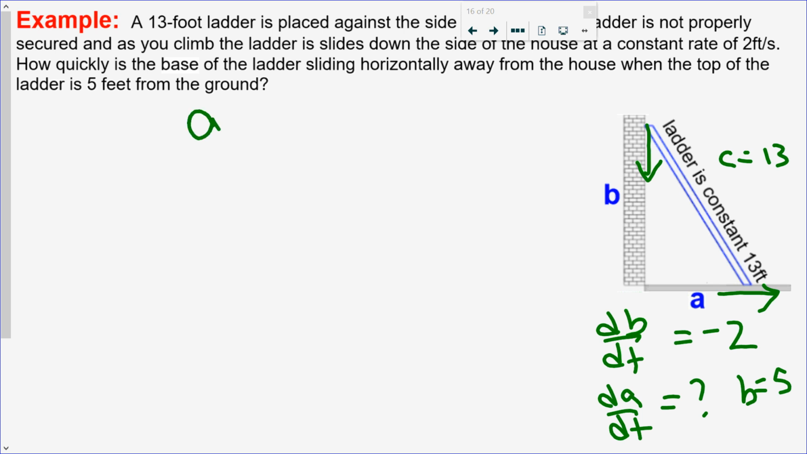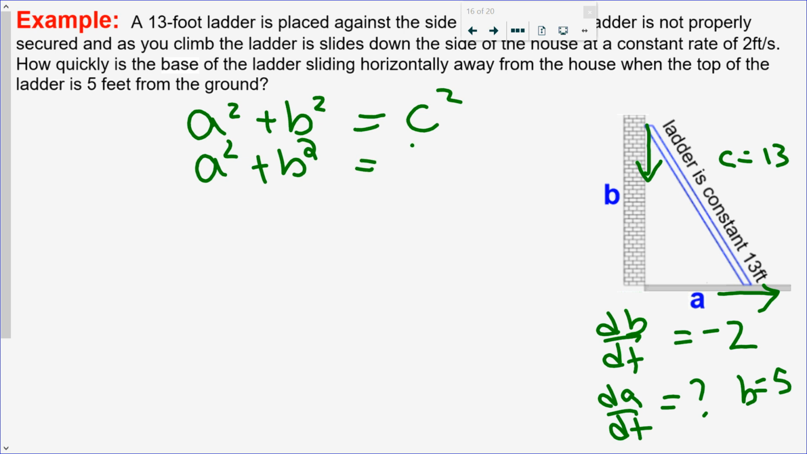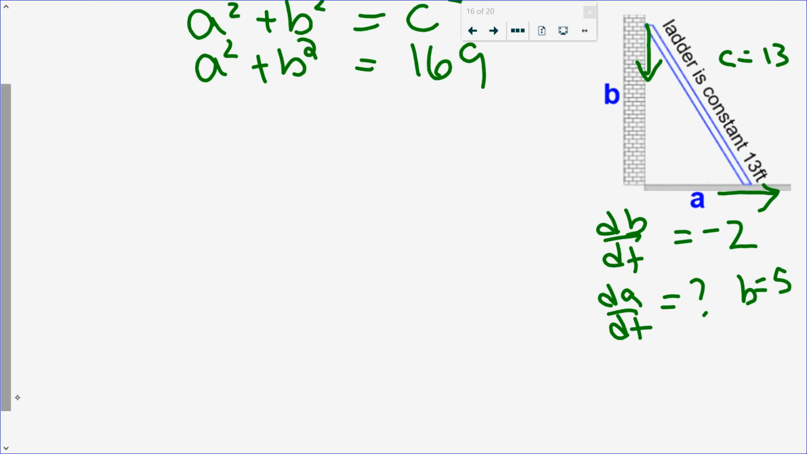So Pythagorean theorem says if you square the 2 sides of the triangle forming the 90-degree angle, it will be equal to the hypotenuse squared. So in this case, what we really have is a squared plus b squared is equal to 13 squared, which is 169. And I want to know, do I have enough information? So I want to find da/dt. So that's the only thing I can't know. And so looking at this formula, I am solving for da/dt, but I don't know a. So before I get too far into the question, I need to figure out what a is.